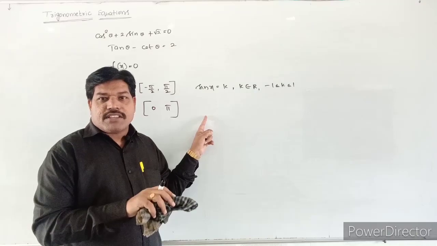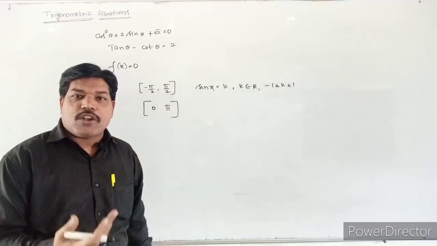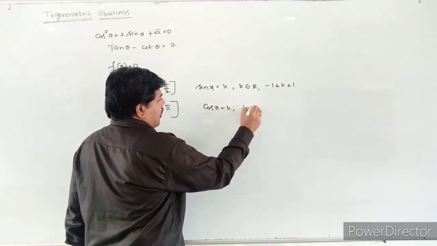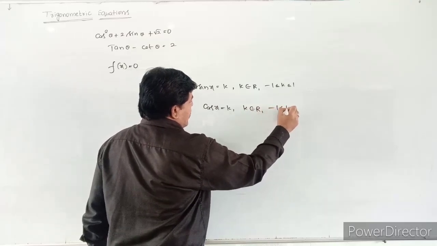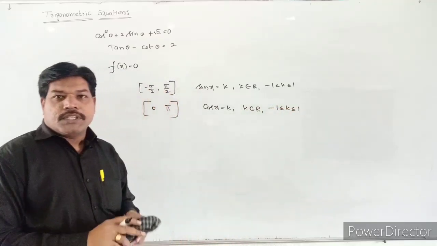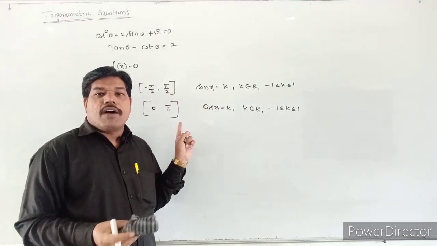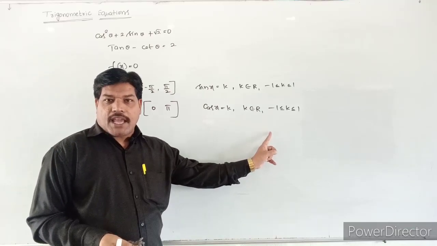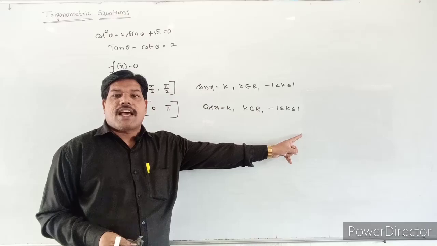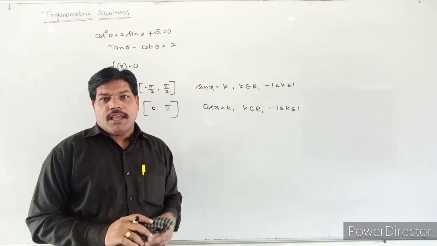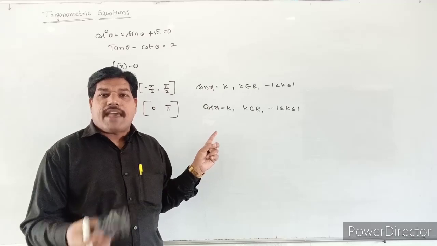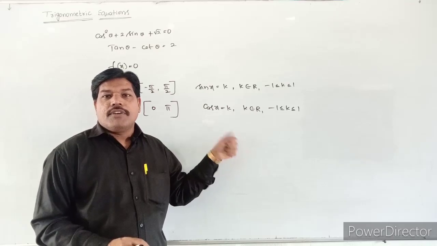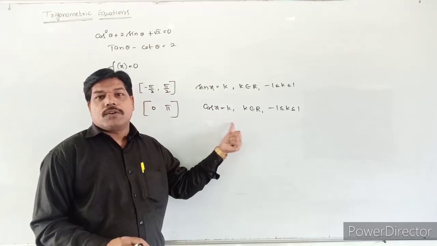There exists a unique value of x in [0, pi] that satisfies the trigonometric equation cos x = k, where k belongs to R and -1 ≤ k ≤ 1. That value of x is called a principal solution of the given trigonometric equation cos x = k.